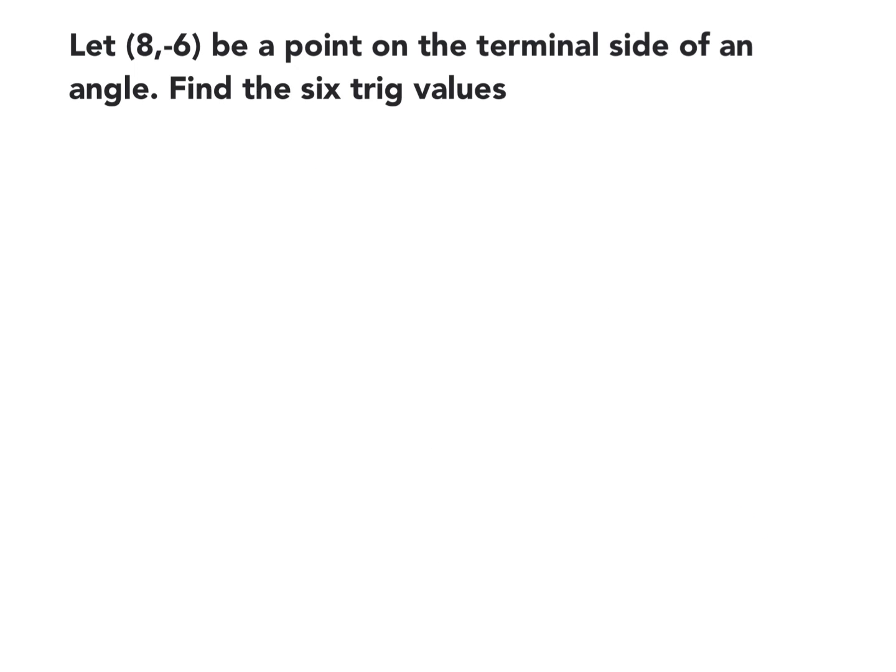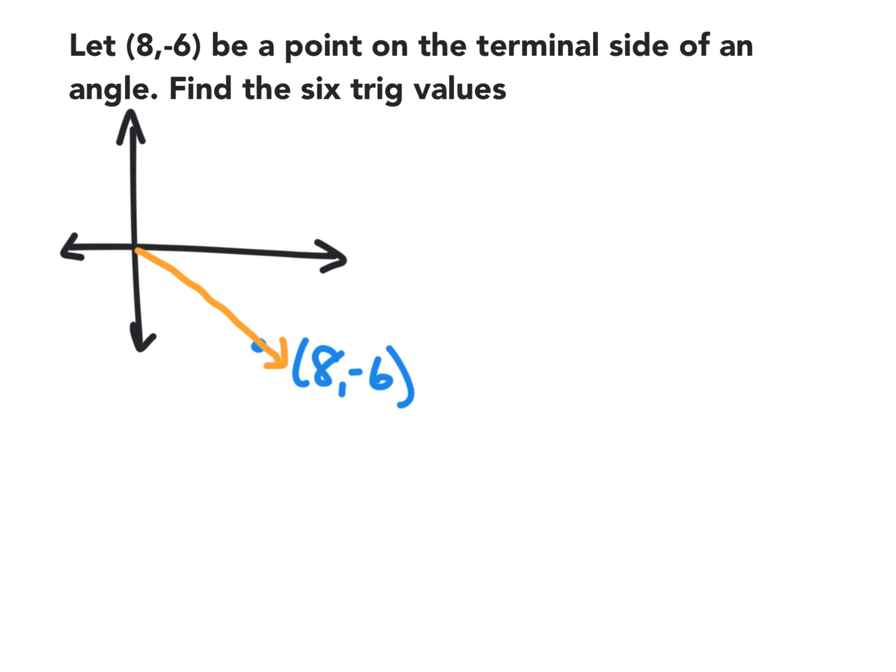So here, let (8, -6) be a point on the terminal side of an angle. Find the 6 trig values. The first thing we want to do is figure out where the point (8, -6) is, and that's going to be in the fourth quadrant. We're going to go out 8, down 6, and from this we can draw this angle. So let's build the triangle and label the sides.